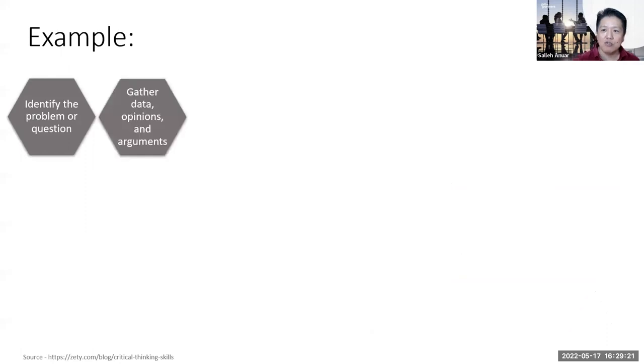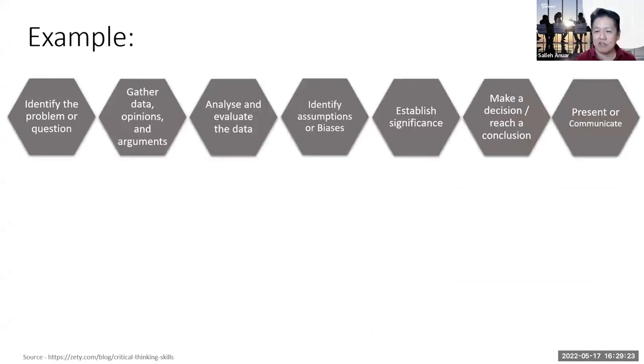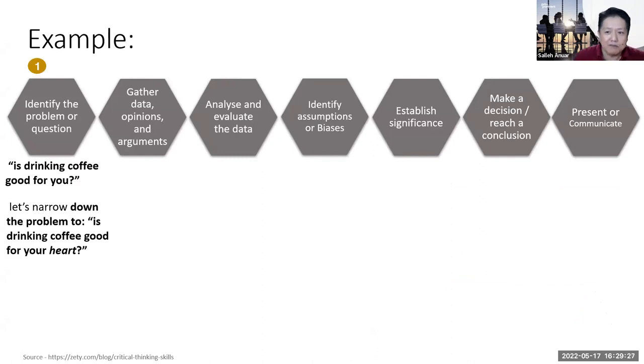Okay, so going through the example, we have the 7 steps. And the first one is, let's identify a problem or question. Okay, perhaps the problem we want to think about or try to solve is, is drinking coffee good for you? But that's such a broad problem, right? Or broad question. Let's narrow it down further. Let's narrow it down to, is drinking coffee good for your heart?